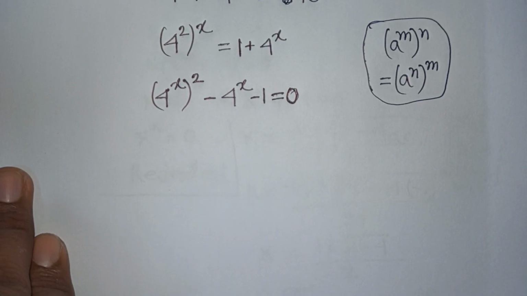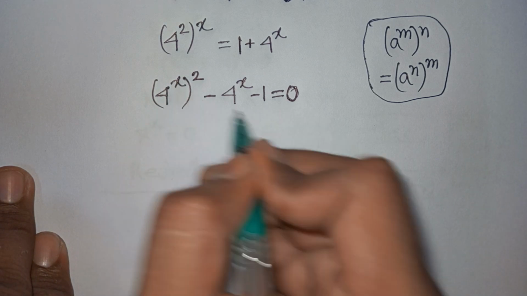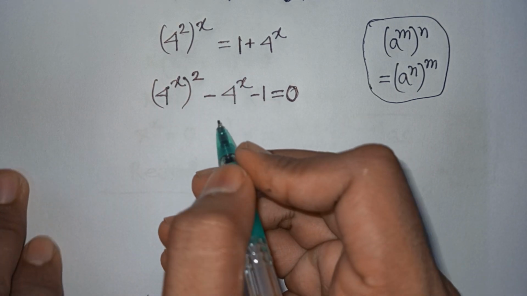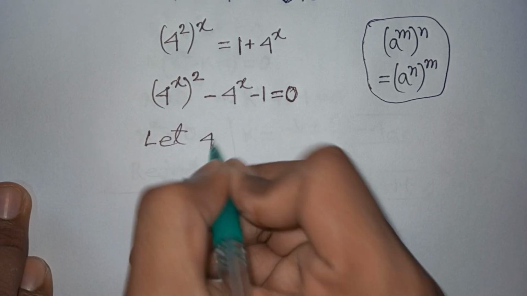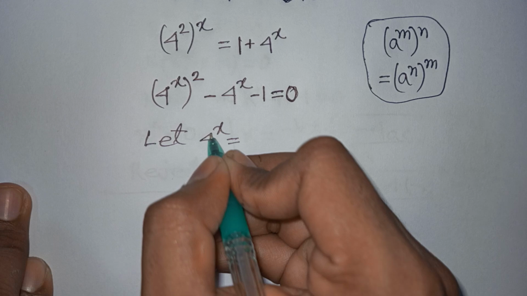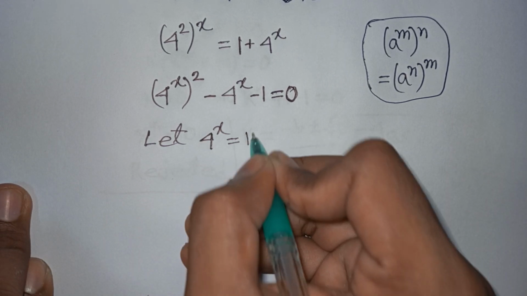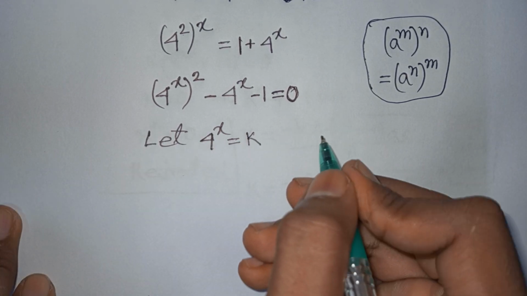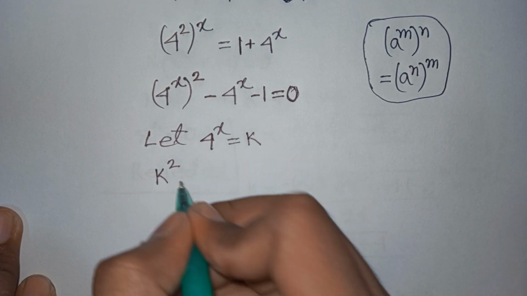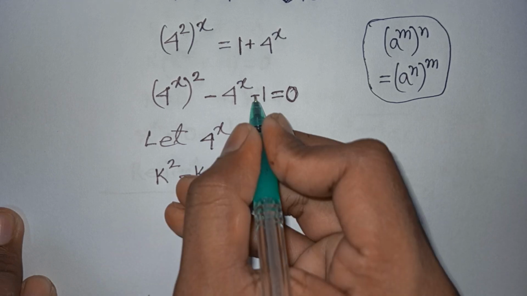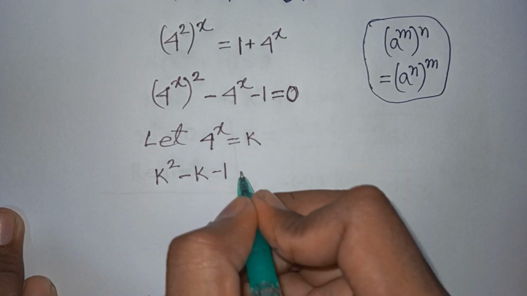Now we see 4 power x in both terms is the same. So let 4 power x be substituted by k. So this equation will be k power 2 minus k minus 1 is equal to 0.